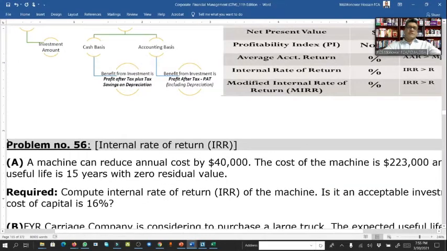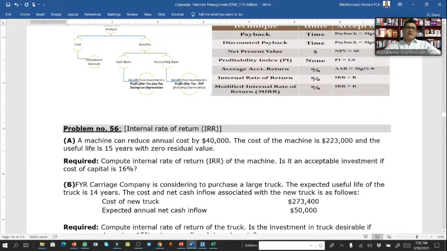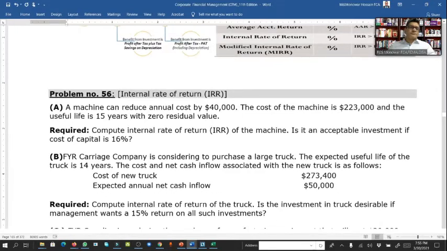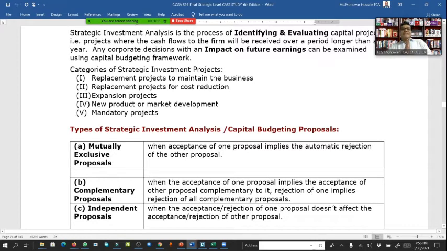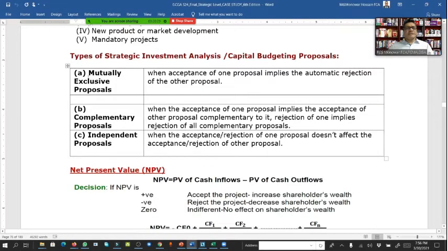So look here is a simple one, IRR, calculation of IRR, and with the sensitivity, that means evaluation criteria of a strategic investment project. We can calculate this way: replacement project, replacement project for cost reduction, expansion, new product or market development, mandatory project, etc. And here some projects are mutually exclusive, some are complementary projects, some are independent.